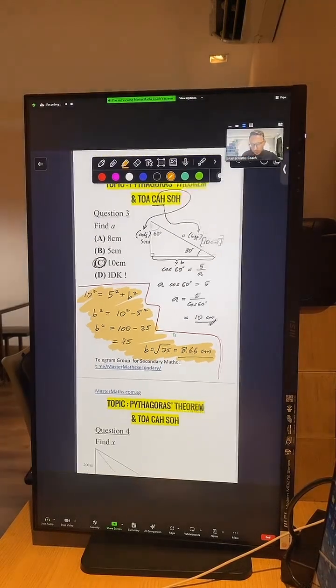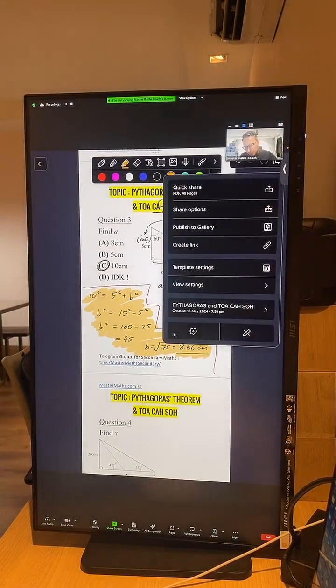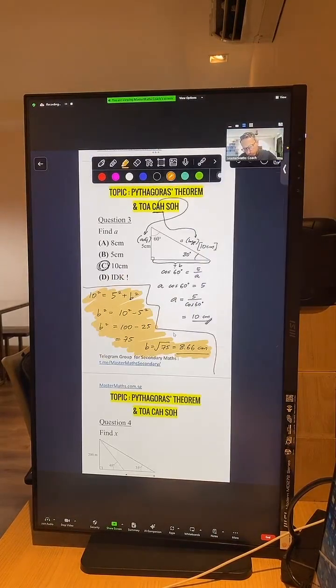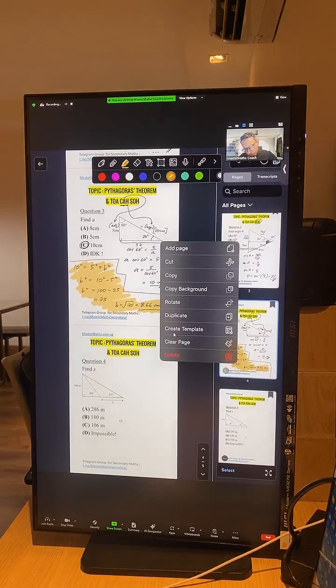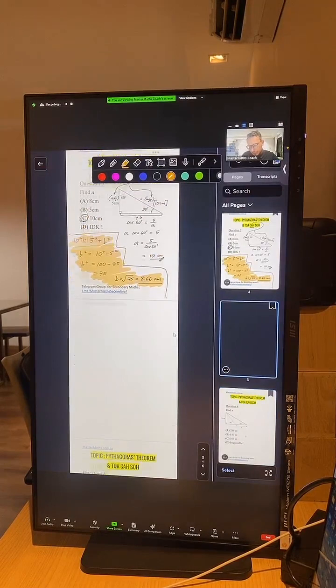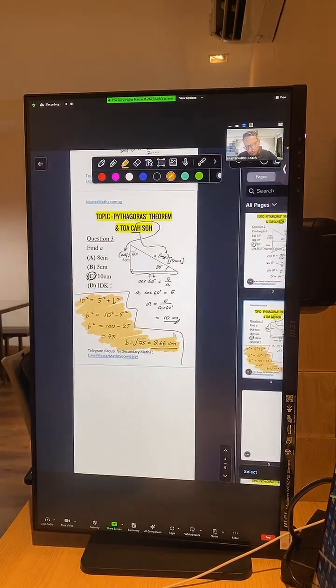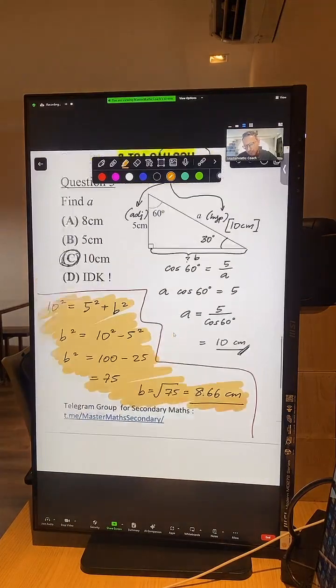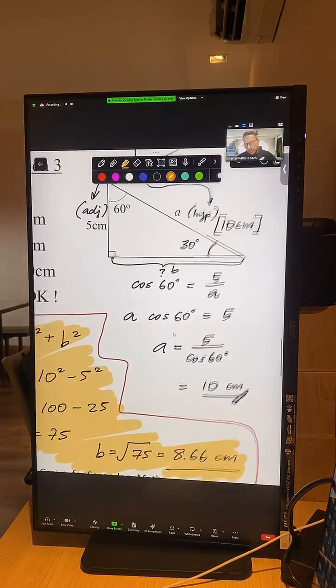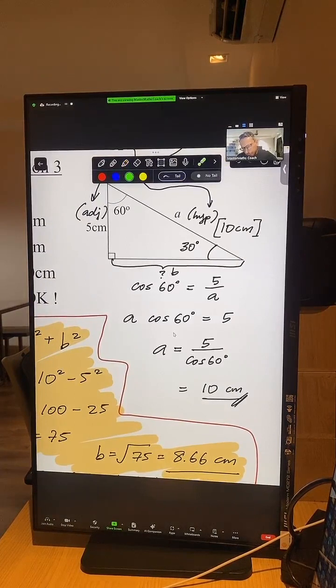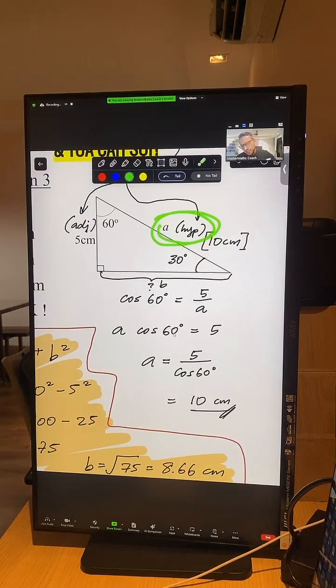Now what if I don't want to use Pythagoras Theorem? What if instead I want to use my trigonometric ratio, my TOA CAH SOH? Also can. So let's say now I have the hypotenuse and I want to find the opposite side. This B is the opposite side. Opposite side with respect to what? With respect to the 60 degrees.